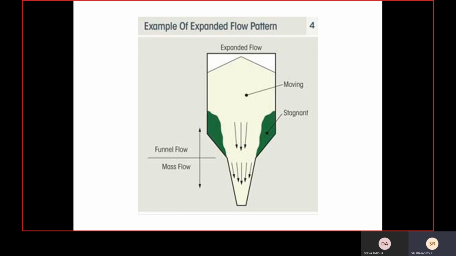Suppose as soon as you open the valve, the material falls straight, and then the material comes from the sides and flows. That is called funnel flow. And if the flow is uniform, and the level of the surface of the solids comes down uniformly once you open the valve, then it is called mass flow. So mass flow is always a better flow when compared to funnel flow. This all depends upon the angle here, which we call the angle of slope.